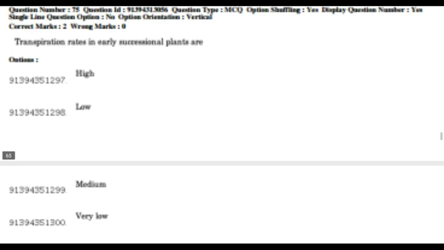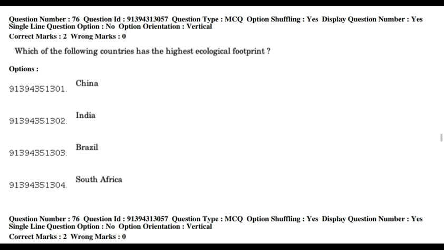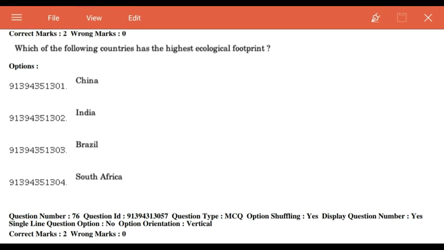Okay, next, which of the following countries has the highest ecological footprint? So the right answer is China. China has the highest ecological footprint.